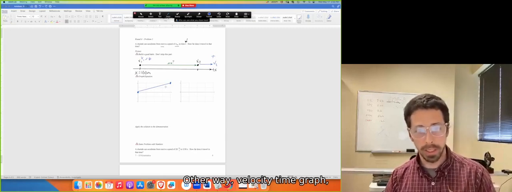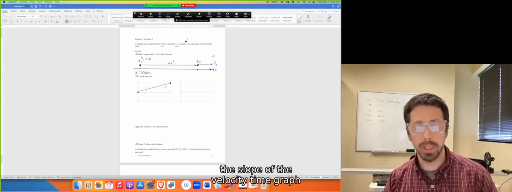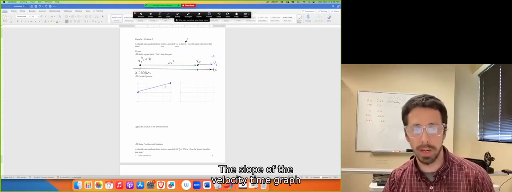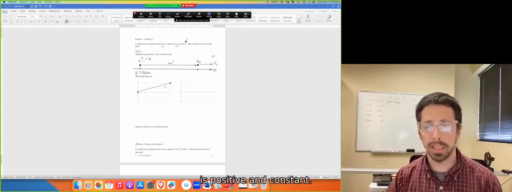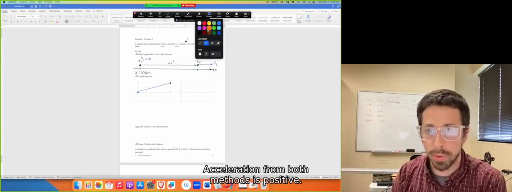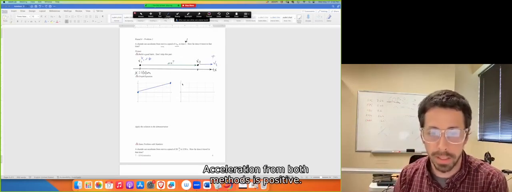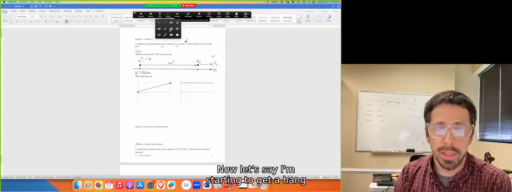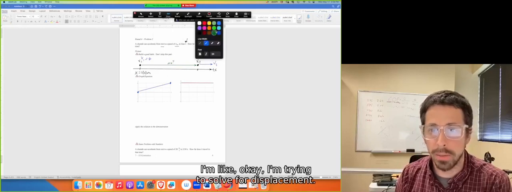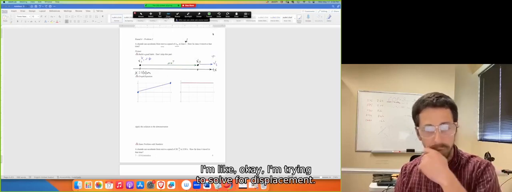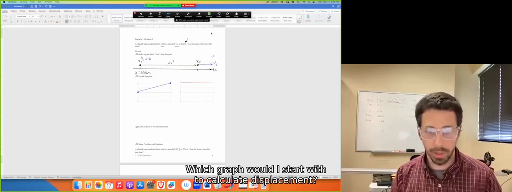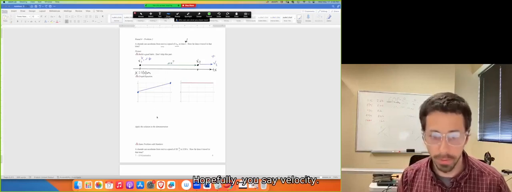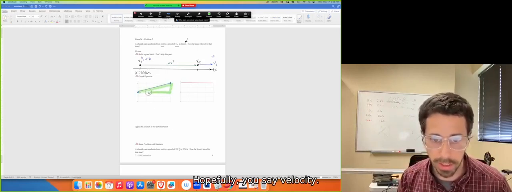Other way, the velocity time graph. The slope of the velocity time graph provides information about the acceleration. The slope is positive and constant. So my acceleration from both methods is positive. There we go. Now let's say I'm starting to get a hang of this physics thing. I'd be like, okay, I'm trying to solve for displacement. Which graph would I start with to calculate displacement? Velocity or acceleration? Hopefully you say velocity.